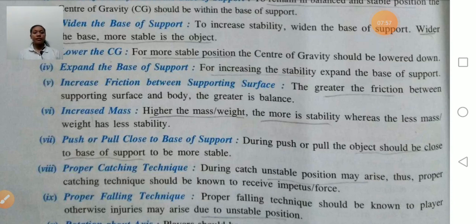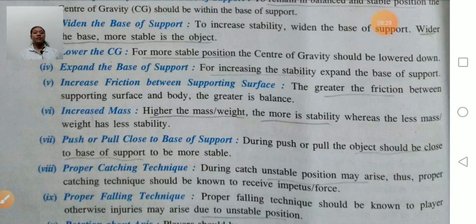Increase friction between the supporting surface and the body. The greater the friction between the supporting surface and the body, the greater the balance. Friction is the opposite force, so friction does not allow you to move forward. Therefore, the greater the friction between your supporting surface and the body, the greater the balance.